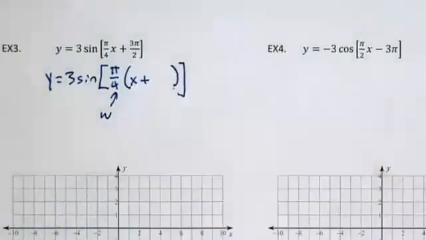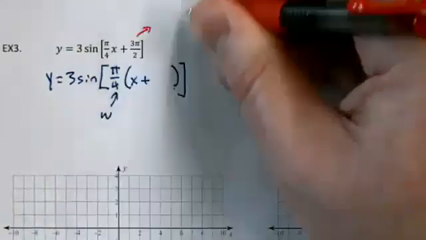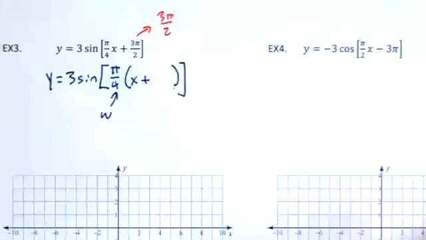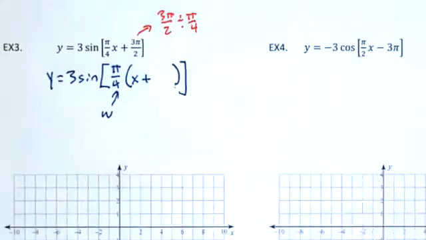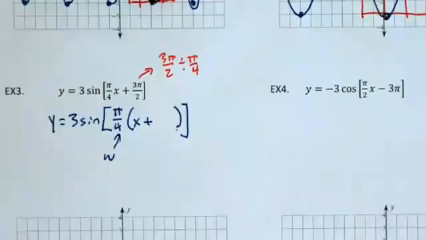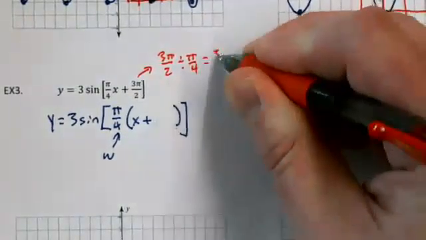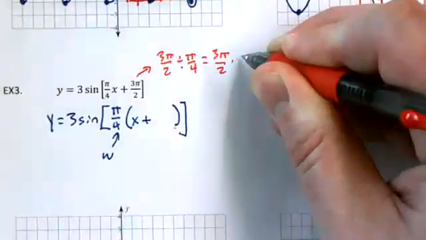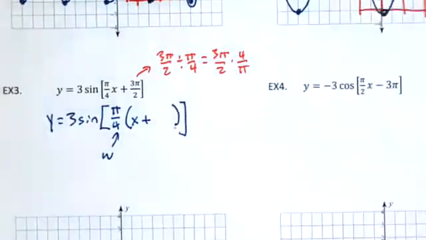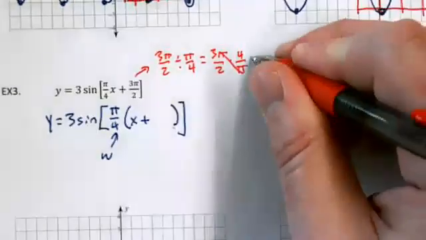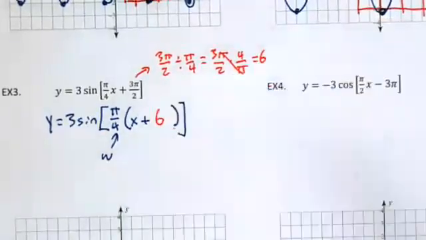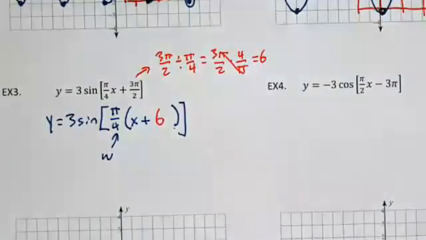So I need to take this 3 pi over 2 here. And in order to factor out the pi over 4, I just need to divide it by pi over 4. And this seems like it's going to be a huge pain, but we got this, right? We know how to divide fractions. We just flip and multiply. Just flip and multiply. The pi's will cancel. We end up with 12 over 2, which is 6. So a little bit of extra work to figure out that this one is going to be shifted to the left by 6.